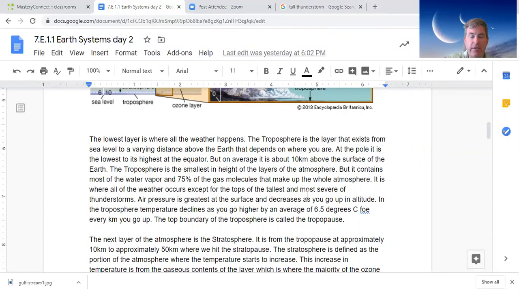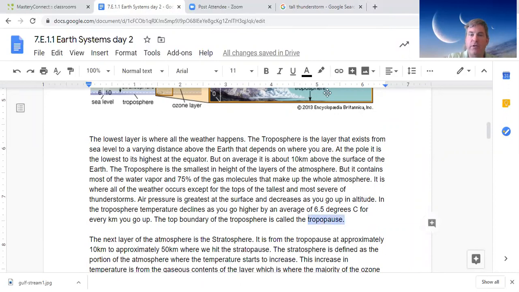Well, duh, right? Because again, air pressure is the result of gravity acting on all the molecules of gas in a column above where you're testing the air pressure. And it decreases as you go up in altitude. In the troposphere, temperature declines as you go higher by an average of 6.5 degrees Celsius for every kilometer you go up. The top boundary of the troposphere is called the tropopause.